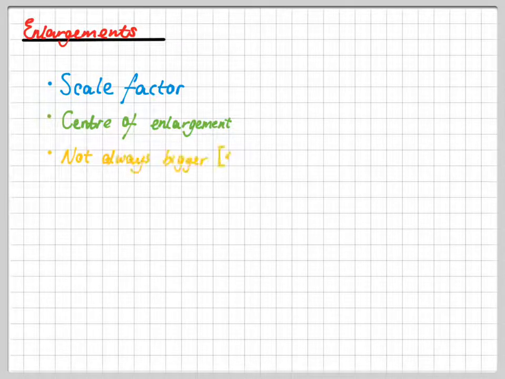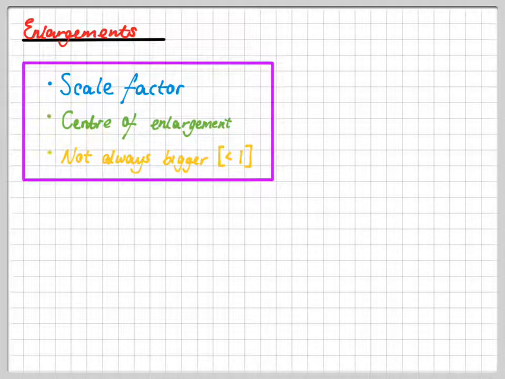And the last one, this is just a side note, it's not always going to be bigger. The tendency is to think that enlargement means to make something bigger. There are cases where the scale factor is less than 1 but greater than 0, where the shape is actually going to be made smaller, and we'll have a look at an example of that later on.